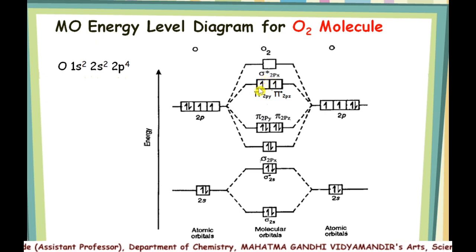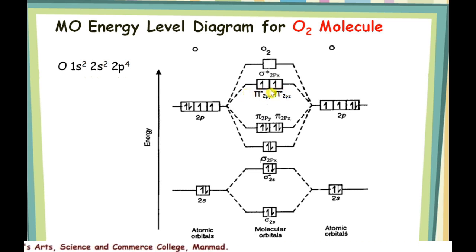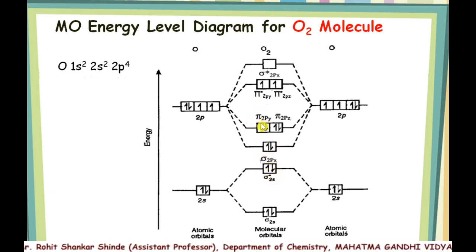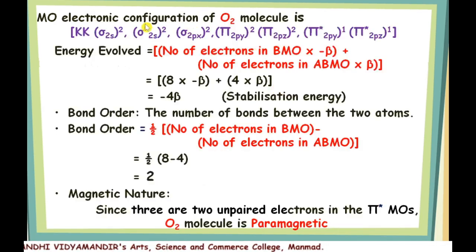One electron goes into the pi star 2py, while the other goes into the pi star 2pz molecular orbital, and these electrons have a parallel spin. So the molecular orbital electronic configuration can be written as, for 1s of both, KK is written: KK sigma 2s 2, sigma star 2s 2, sigma 2px 2, pi 2py 2, pi 2pz 2, pi star 2py 1 and pi star 2pz 1. So this is the molecular orbital electronic configuration of O2 molecule.